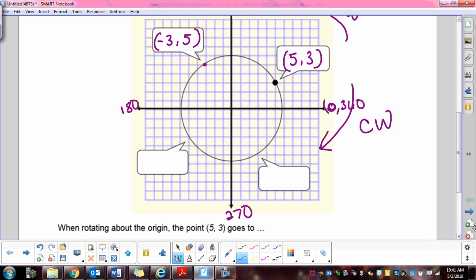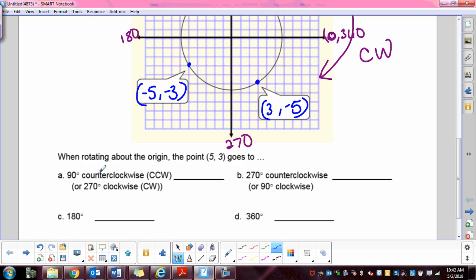All right. So if we rotate it another 90 degrees, then we will be at negative 5, negative 3. So we'll be right here. And if we rotate it another 90 degrees, then we will be at 3, negative 5. And you can kind of see that it makes a circle. We're following a circle. So when rotating about the origin, the point 5, 3 goes to, and they'll ask you something like this on the SOL.